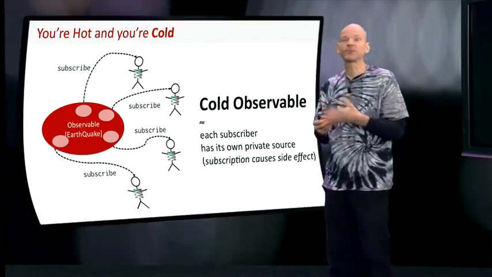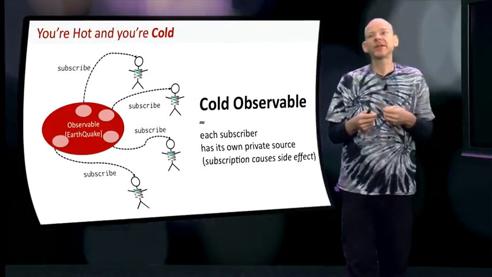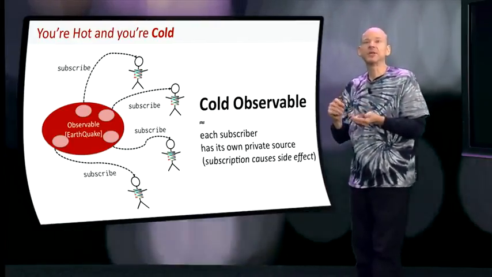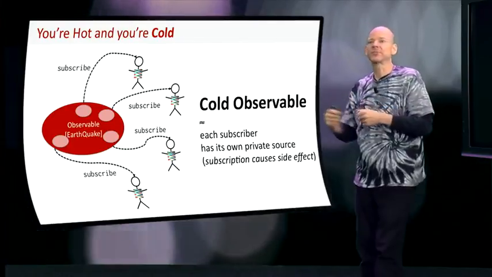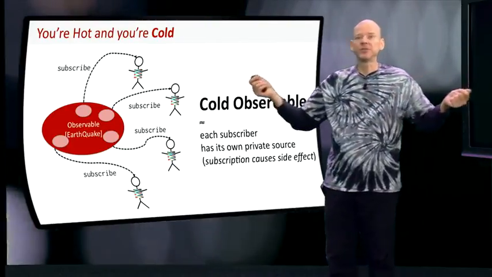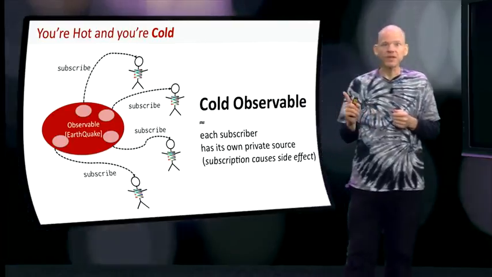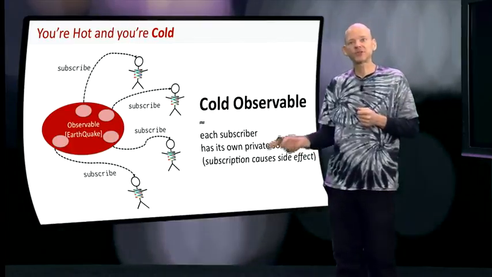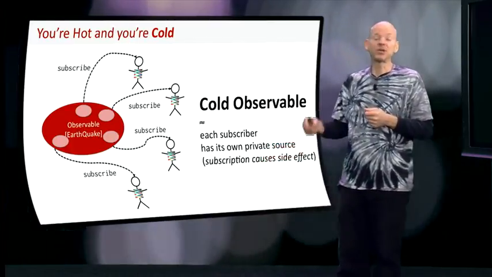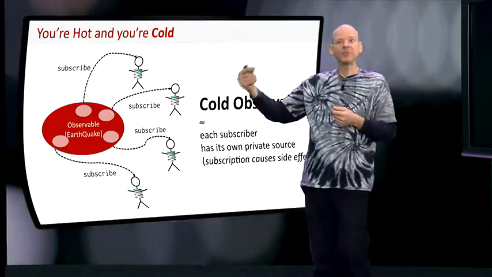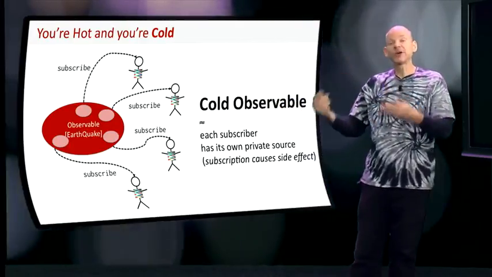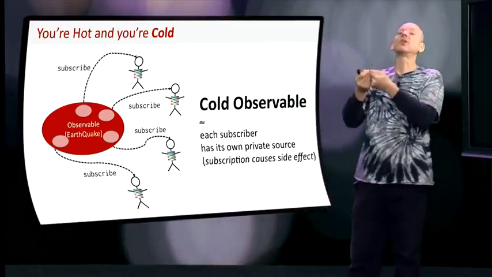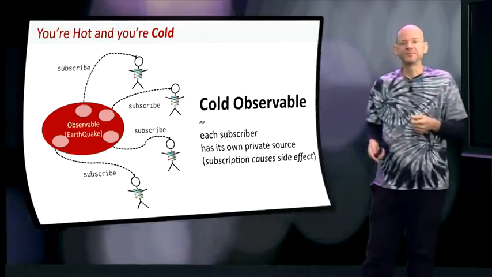Another example of a cold observable is, say that you want to create a stream of random numbers. Every time you subscribe to that stream, you want to get your own copy of random numbers. You don't want to share the random numbers between the different subscribers. So one way to look at a cold observable is as an observable where the subscription causes a side effect. You subscribe to a stream, you get back a subscription, and that function call will have a side effect. And that subscription represents your own private copy of the stream.